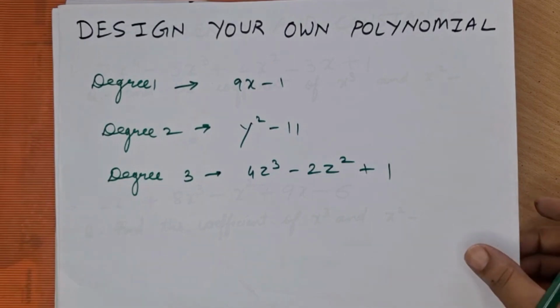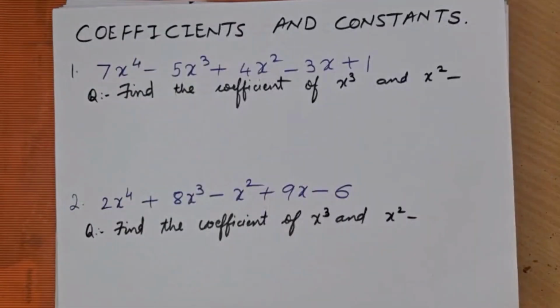Okay, after this, let us go to coefficients and constants. A coefficient is simply the friend or neighbor sitting directly in front of the variable. The constant term is the only number at the very end with no variable attached. Look at these 2 examples. Here we are going to find the coefficient of x cube and x square in the first example.